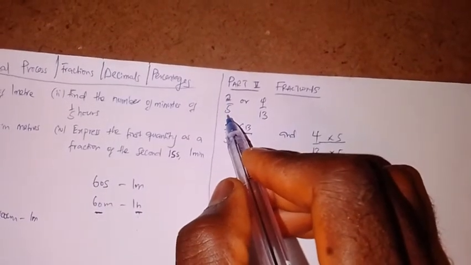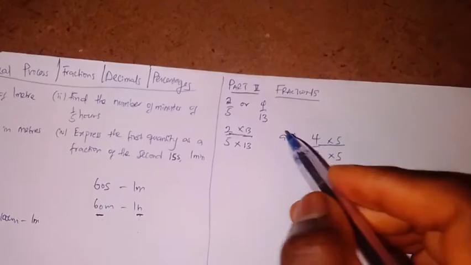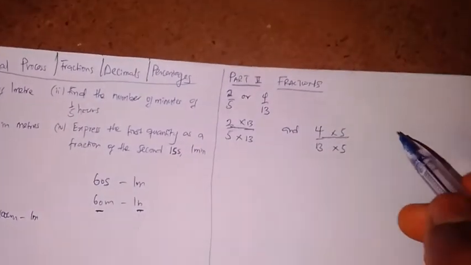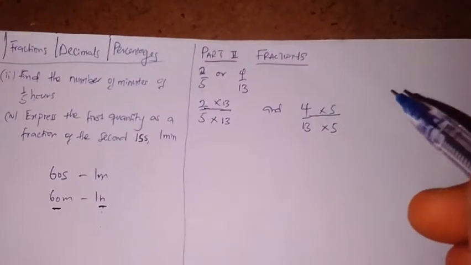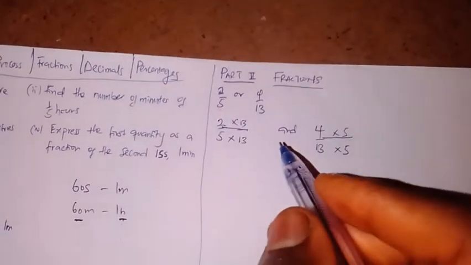Divide this over this, whatever you get, and this over this, whatever you get. The decimal that is bigger is the answer. So if you look for the smaller one also, the decimal that is smaller is the answer.